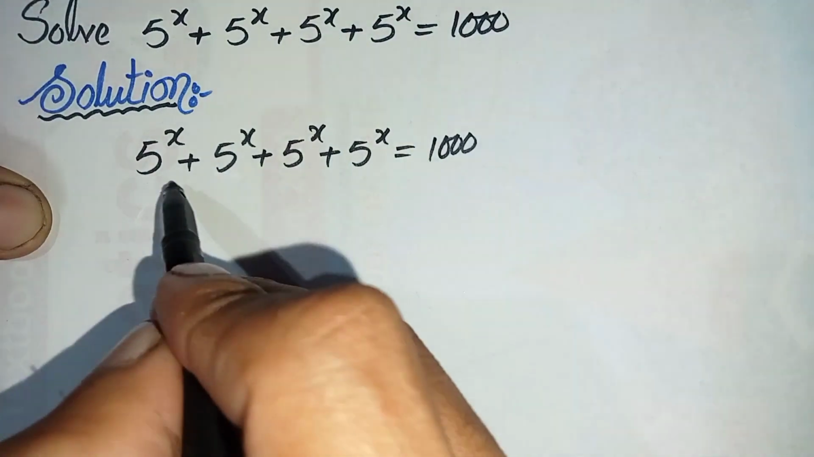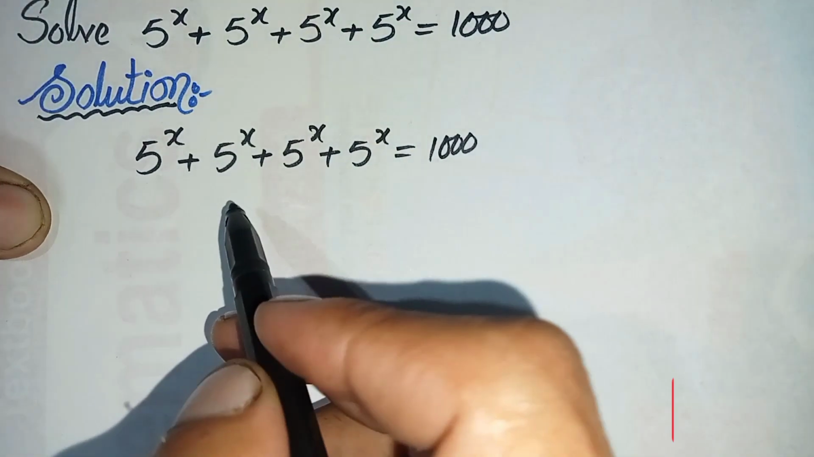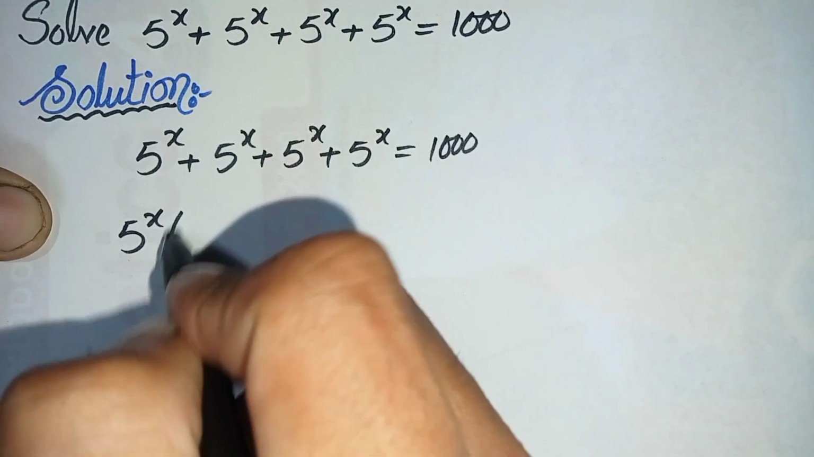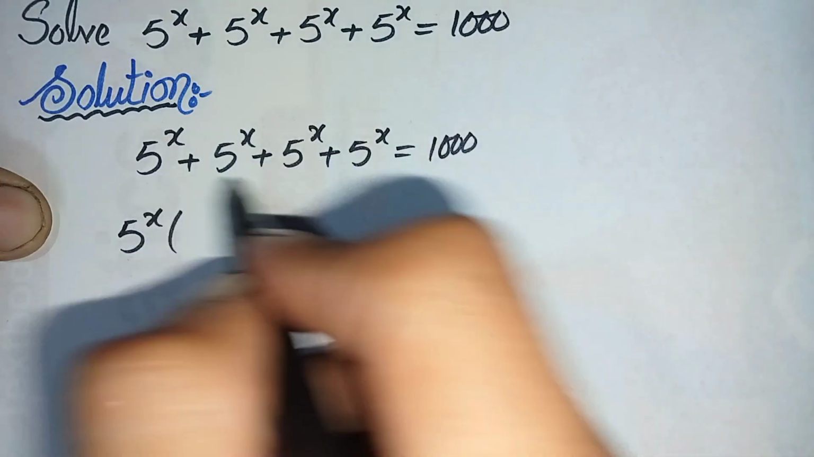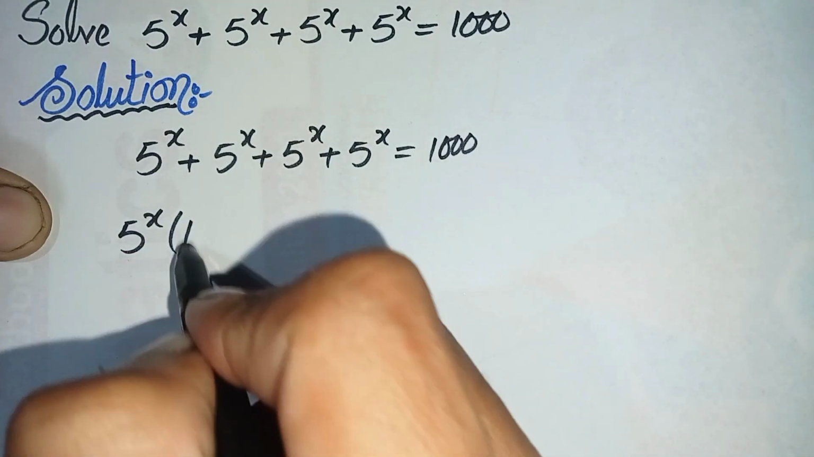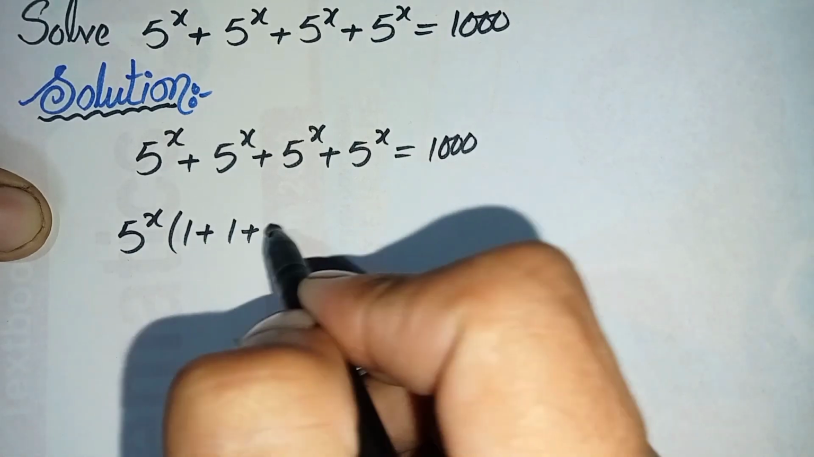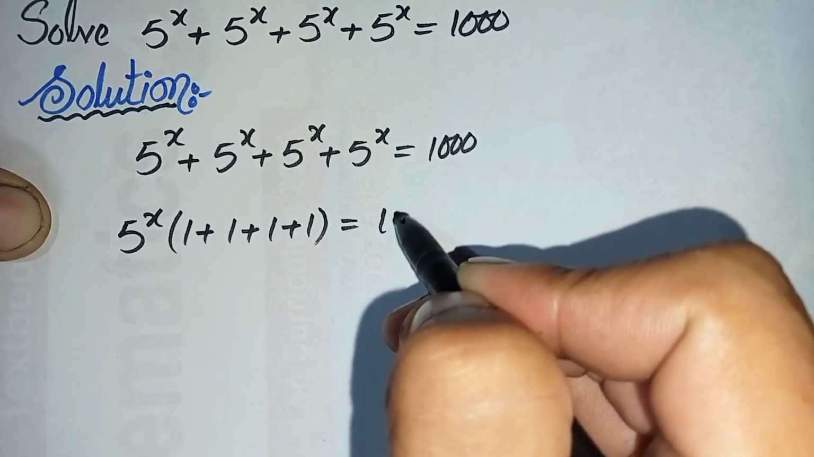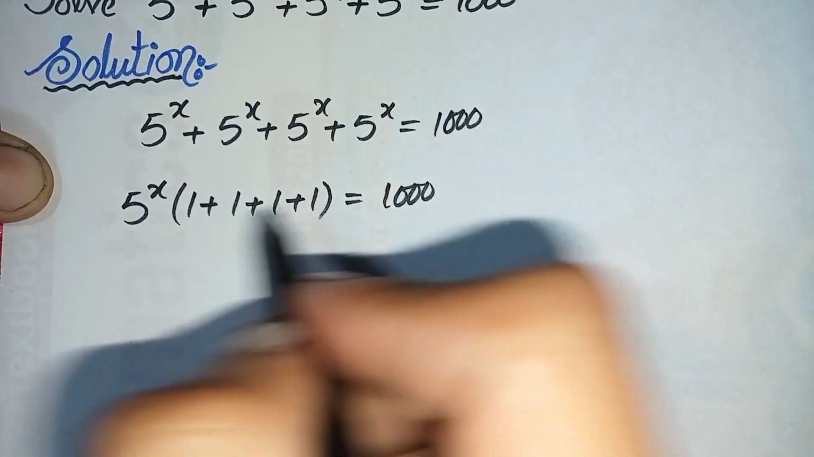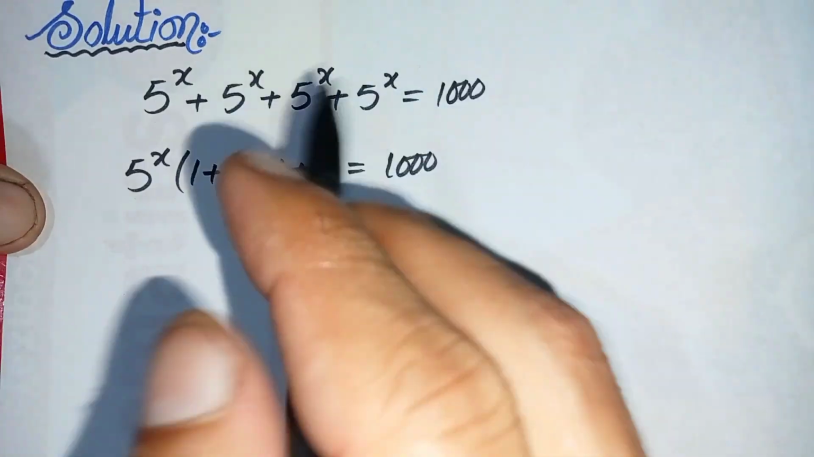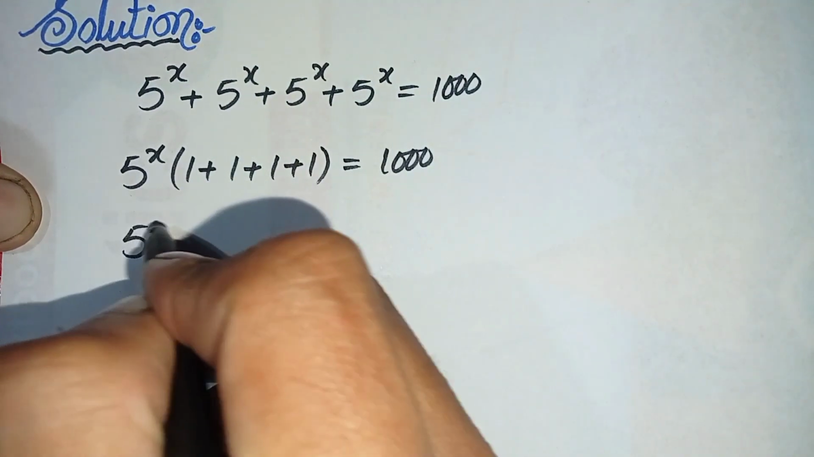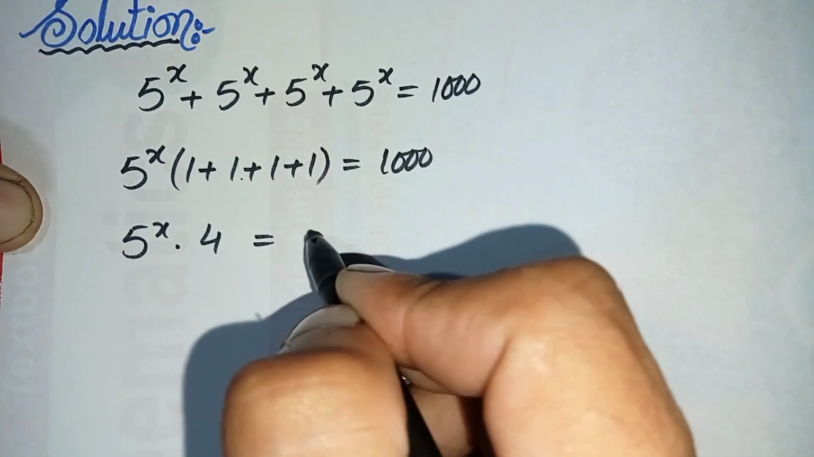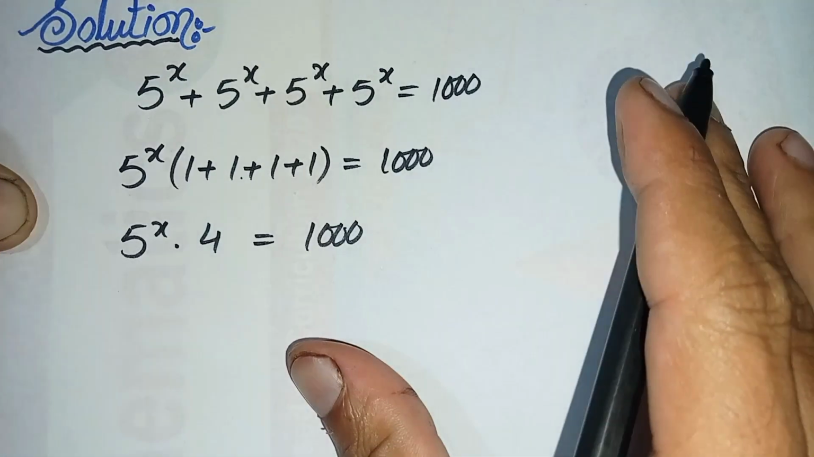In the next step, we will take 5 raised to power x common from the left hand side. So this equation will become 5 raised to power x, parenthesis. So here in these terms, only 1 will be left. So it will become 1 plus 1 plus 1 plus 1, parenthesis close, is equal to 1000. So let us add these 1 four times. So this will become 5 raised to power x times 4 is equal to 1000.